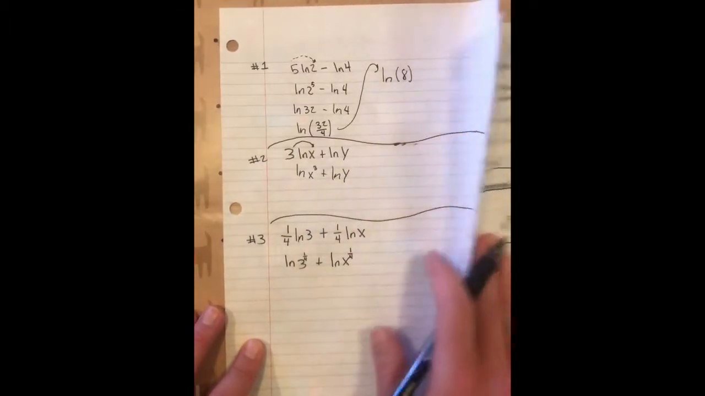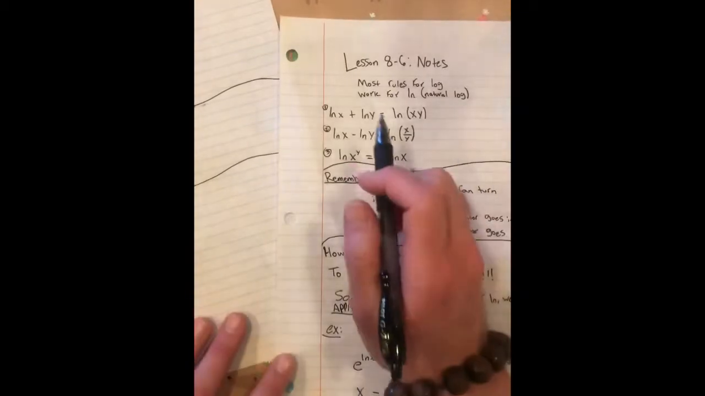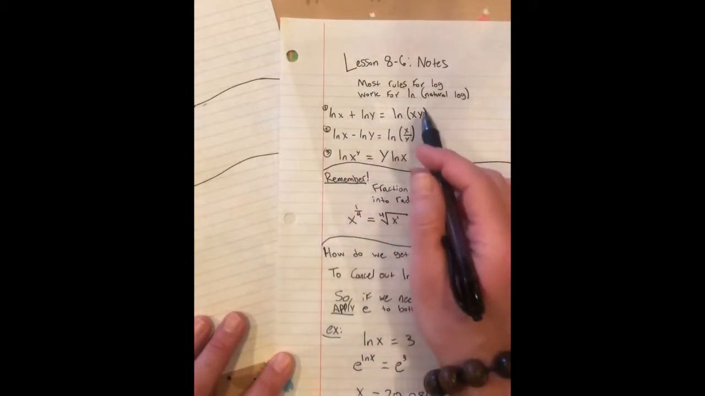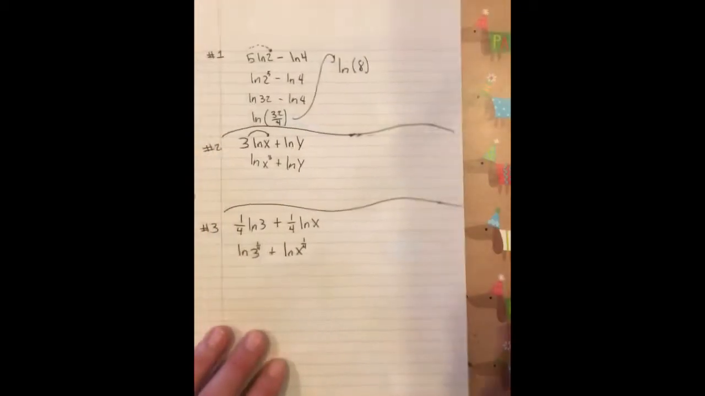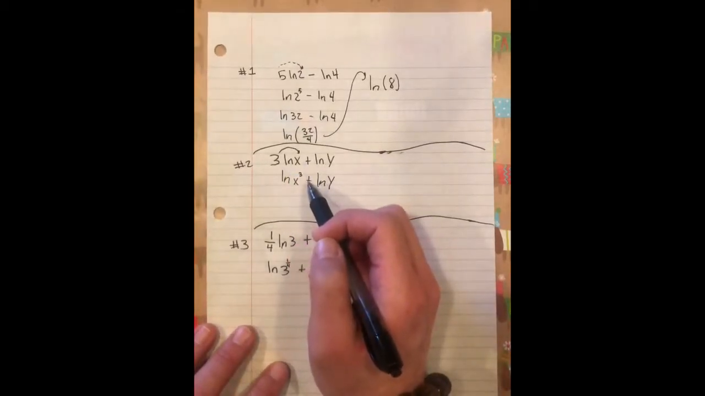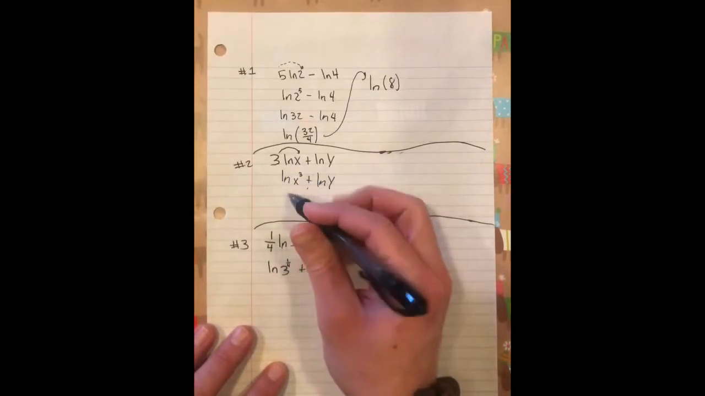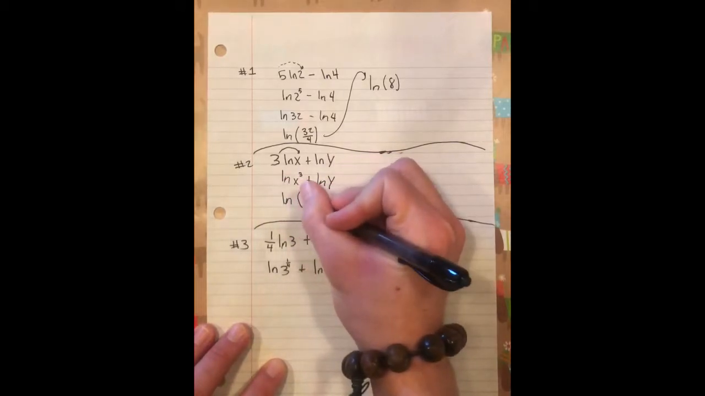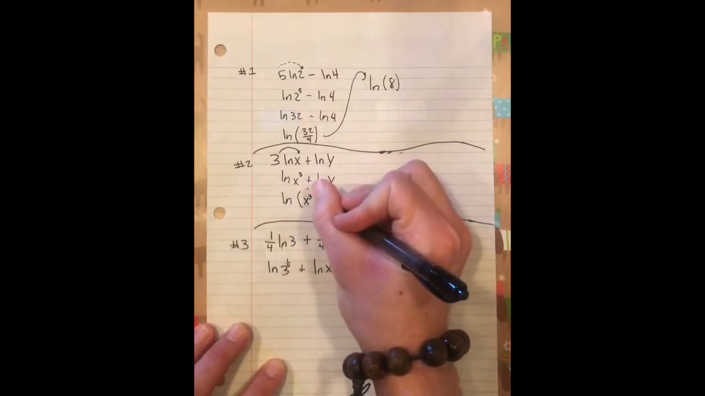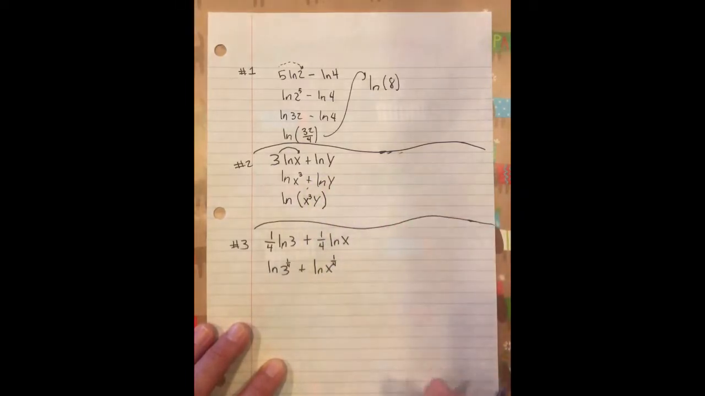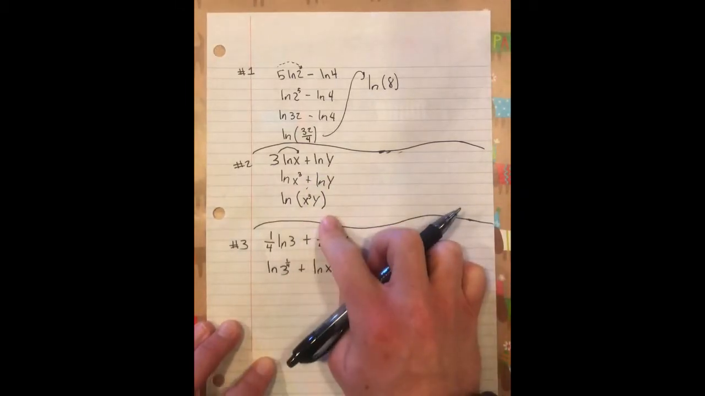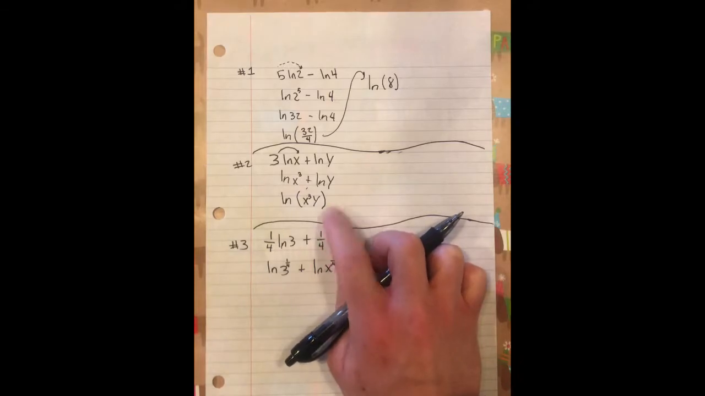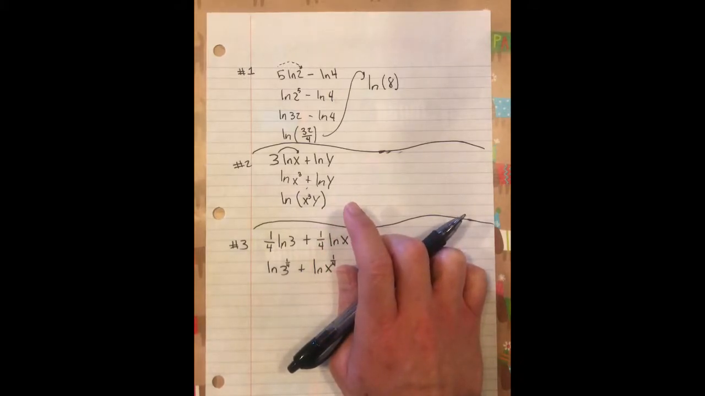So looking back at the notes, addition is going to turn into multiplication, and we are going to have ln of x cubed y. Can we simplify any further? No. So is that our answer? Yes.